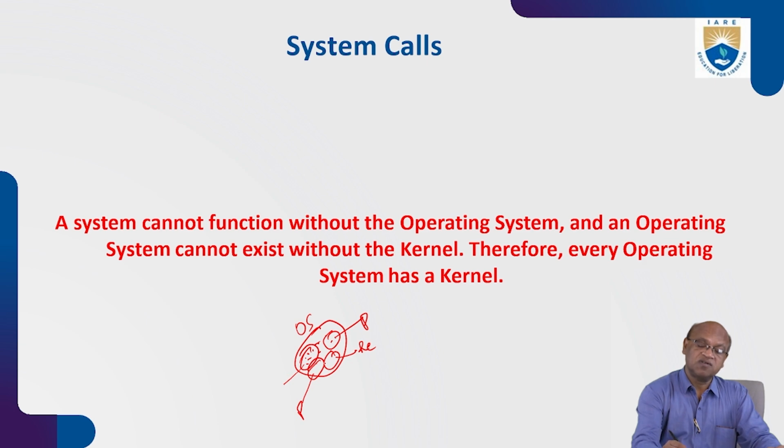Apart from this, we have the kernel, and this kernel is the main one which interfaces with the hardware. The system cannot function without the operating system. Without an operating system, no system can exist. Even our cell phones and our laptops, anything, cannot work without an operating system.